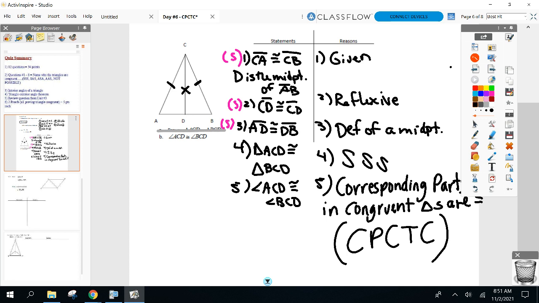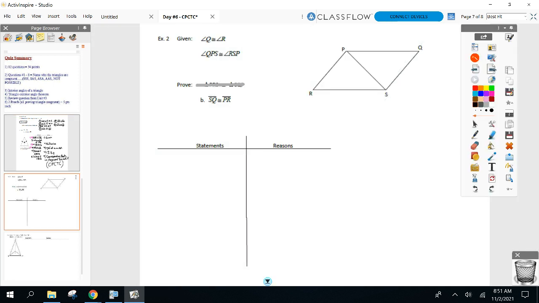CPCTC, after proving triangles congruent. Okay? We okay? CPCTC. Tell your friends about it. They'll know exactly what you're talking about. All right. It is not, but be careful. It is not a way to prove triangles congruent. You only have 4 right now. CPCTC, not a way to prove triangles congruent.